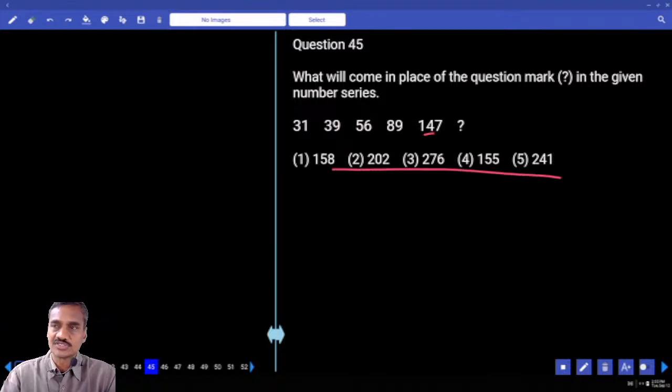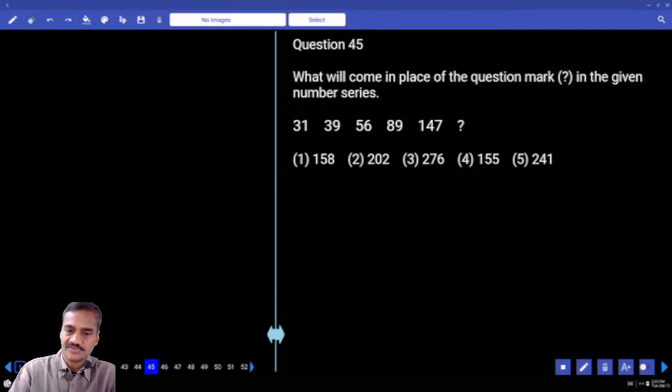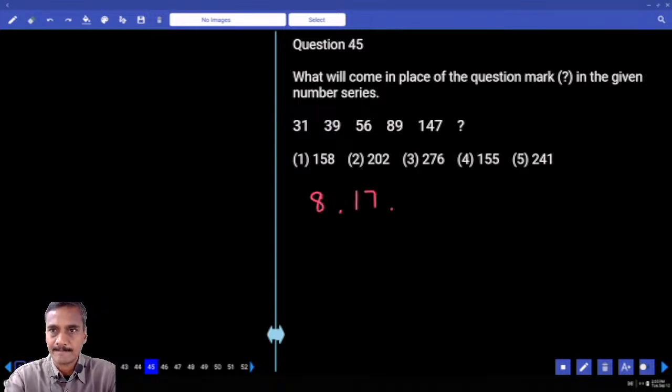147, the choices are not at least double. Hence it must be under difference. Then what is the difference between 31 and 39? 8. 39 and 56. And 56 and 89. Suppose 56 and 89, 33. and 89 and 147, 58.